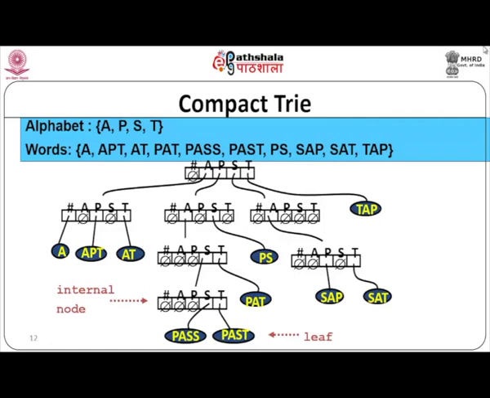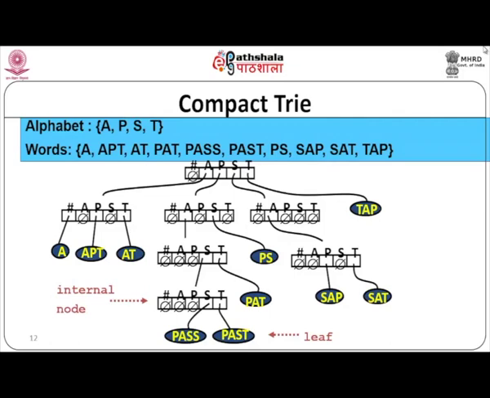Slightly different. Why is it compact? I will explain. If you look at A, after that there is no prefix coming, so you just take the letters. In P you have PAT, PASS, PAST, PS. PS is over. Now, in PAT and PASS, T and S you have. So, T and S is separate. PAT comes, and PASS you have S and T, so that is taken. Now, these are the leaves, these are the internal nodes as seen.